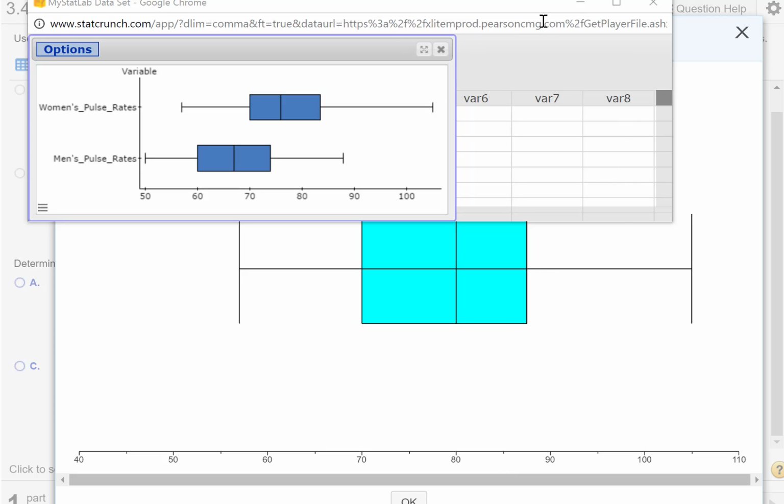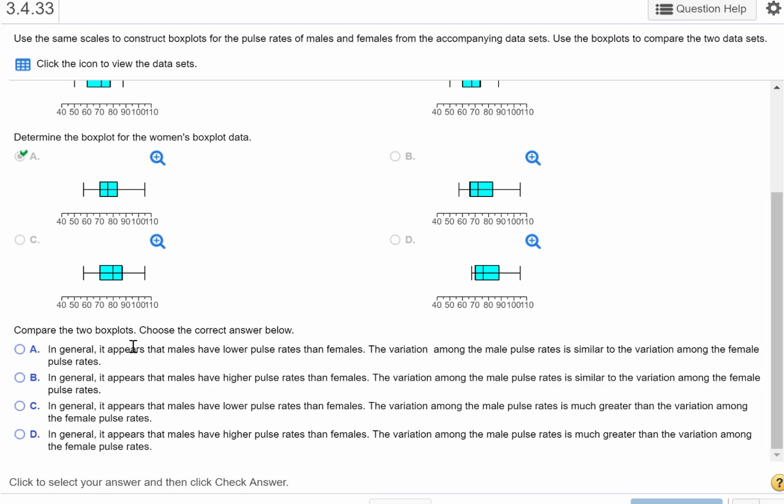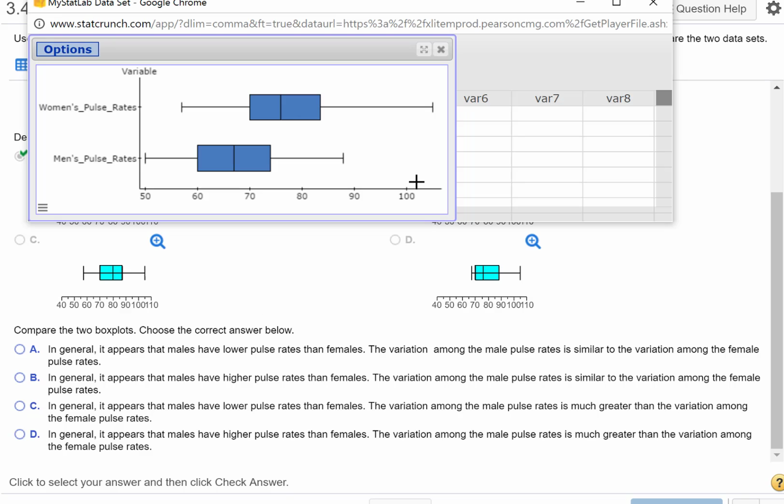Boy, that's tedious. That's just the way it is for this one. Again, in practice, you just print this thing out. So we said it was A. Now I'm going to let you compare these and reason through those. It's much easier if you look at this box plot than it is if you're looking at them separately. Okay? Hope that helps.